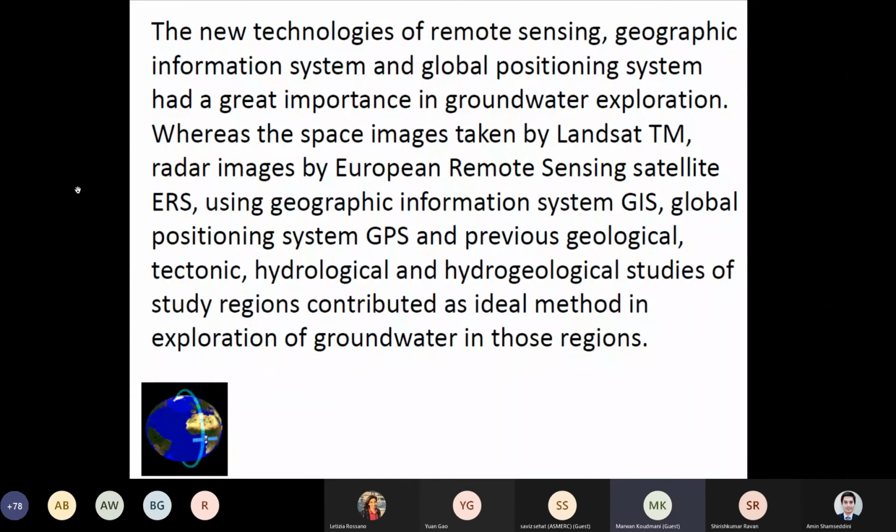The new technologies of remote sensing, geographic information systems, GPS, Landsat TM and European remote sensing satellites, together with geological, tectonic, hydrological, and hydrogeological study of the region, contributed as a method in the exploration of groundwater in this region.